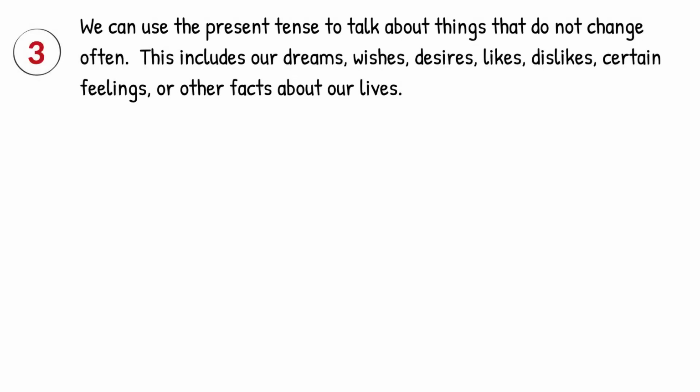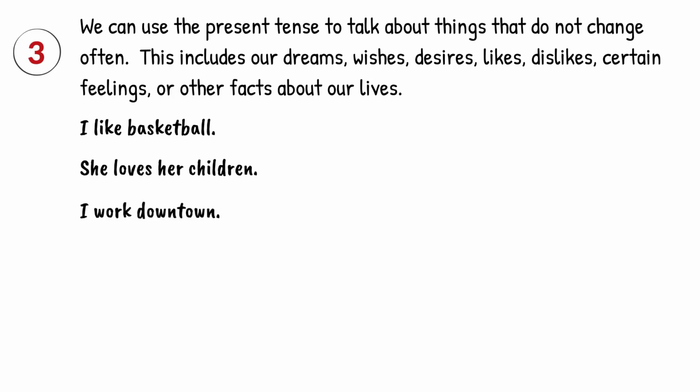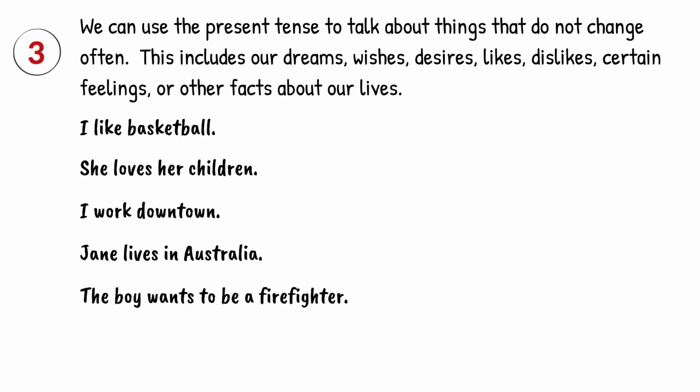Third, we can also use the present tense to talk about things that do not change often. This includes our dreams, wishes, desires, likes, dislikes, certain feelings, or other facts about our lives. Here are some examples. I like basketball. She loves her children. I work downtown. Jane lives in Australia. The boy wants to be a firefighter. The girl hopes to become a doctor.